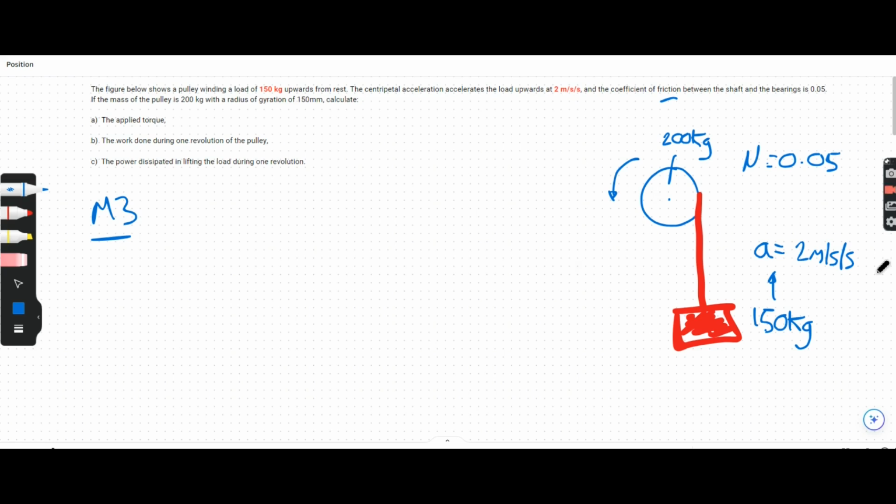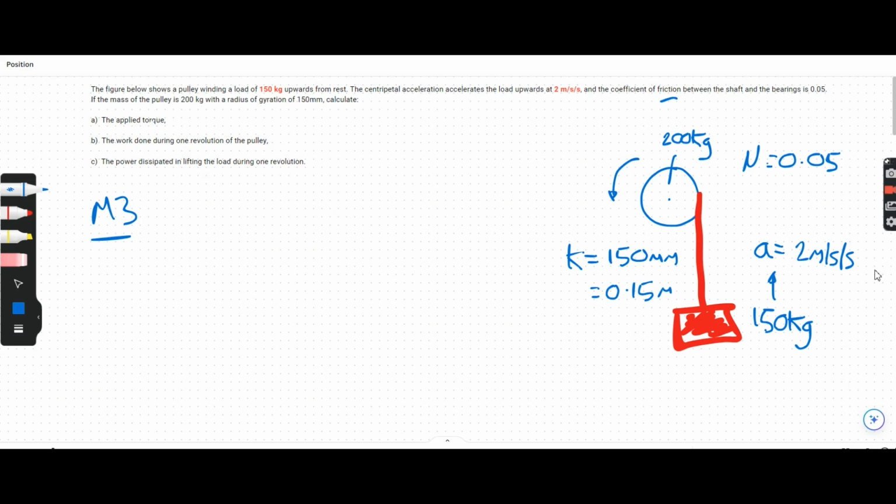And it's got a radius of gyration, K, of 150 mil, which we've got to have in meters, so it's 0.15 meters. Okay, that radius of gyration is like where all the mass tends to act. It's a way of working out inertia. We don't know the radius of this flywheel, so we might have to work that out in a bit.